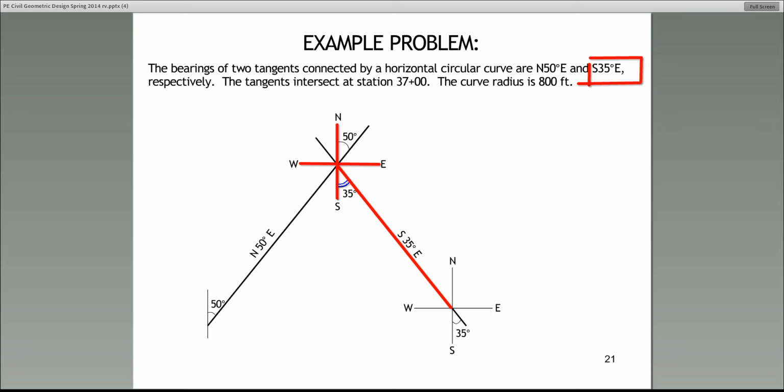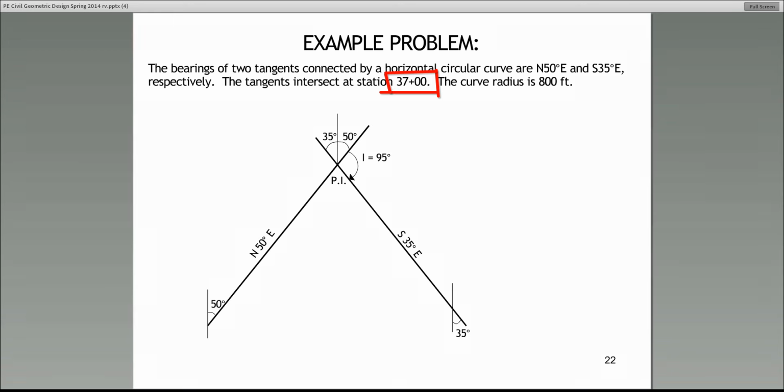What else do we know about this problem? Let's take a look at the known values. They say the tangents intersect at station 37+00. Now, the point where the tangents intersect, what did I tell you it's called? You're correct, PI, which stands for the point of intersection. All right? What this says is that the point of intersection has a station of 37+00.